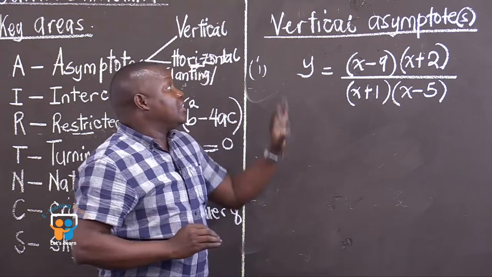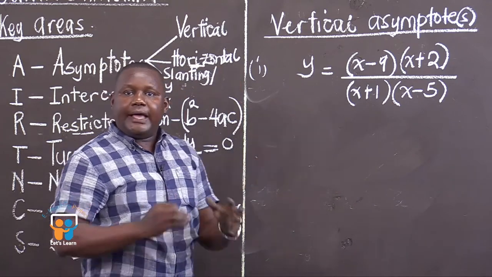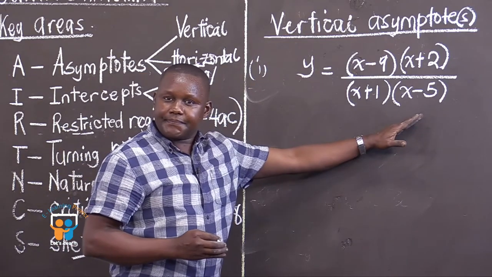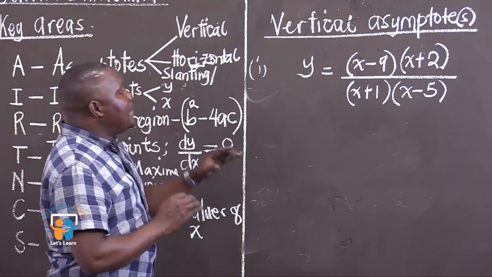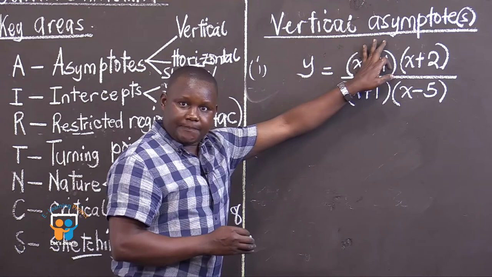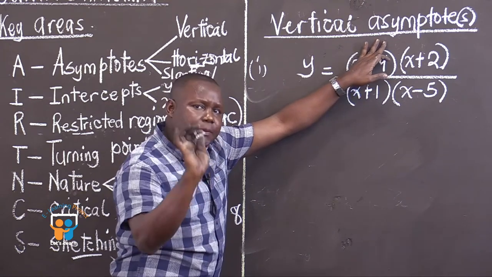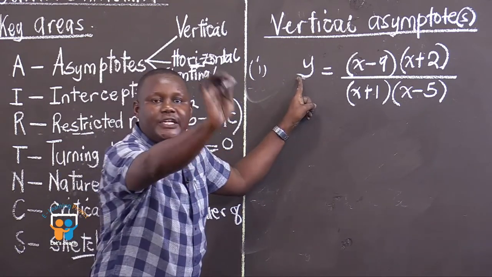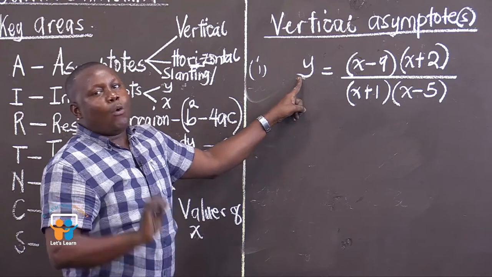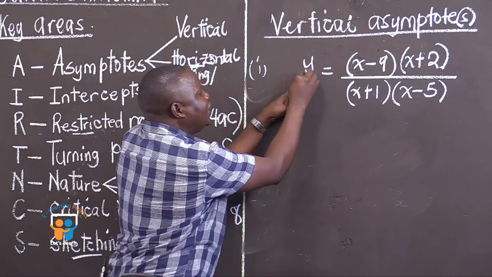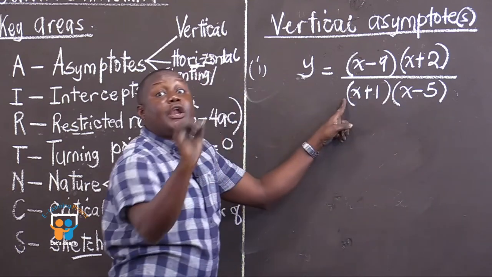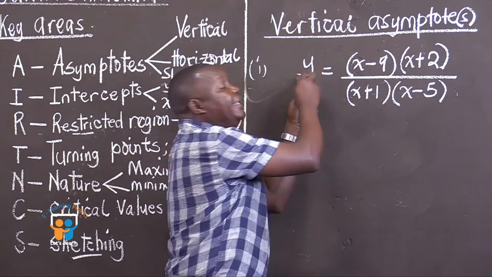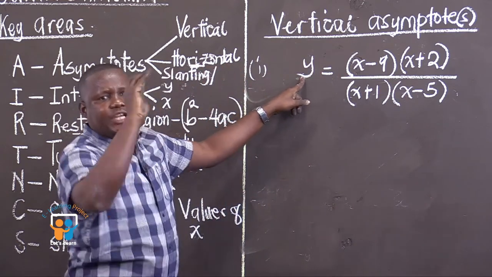And ladies and gentlemen, this can be a question they ask. They say, sketch the curve given by y equals this. And as a student now, you know you must find the vertical asymptote. But remember, we say the vertical asymptote is the value of x that makes this y tend to infinity. My dear students, whenever y tends to positive or negative infinity, the denominator becomes zero. Why? Because our y is turning to positive or negative infinity.